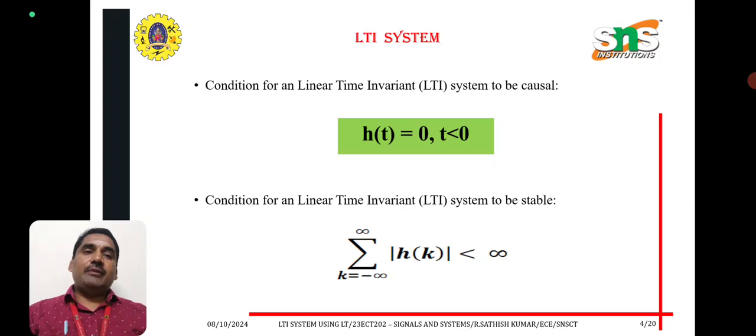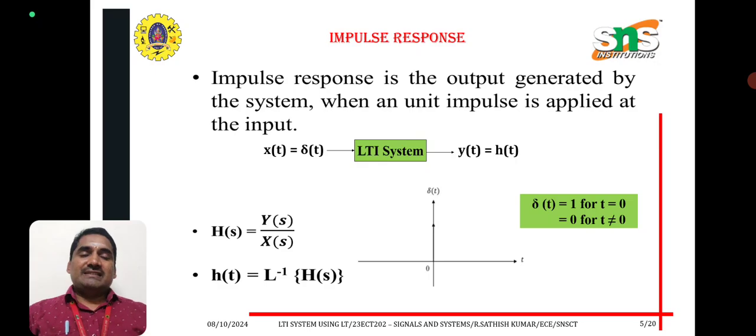Condition for a linear time invariant system to be causal is nothing but h of t is equal to 0 for t less than 0. Condition for a linear time invariant system to be stable, summation k is equal to minus infinity to plus infinity, modulus of h of k should be less than infinity. Impulse response is the output generated by the system when a unit impulse is applied at the input.